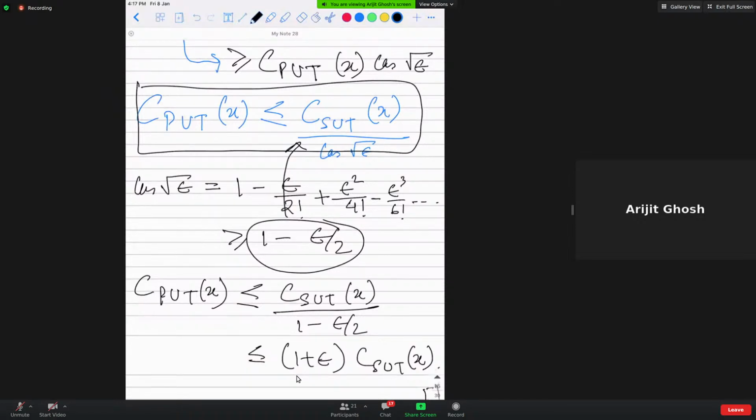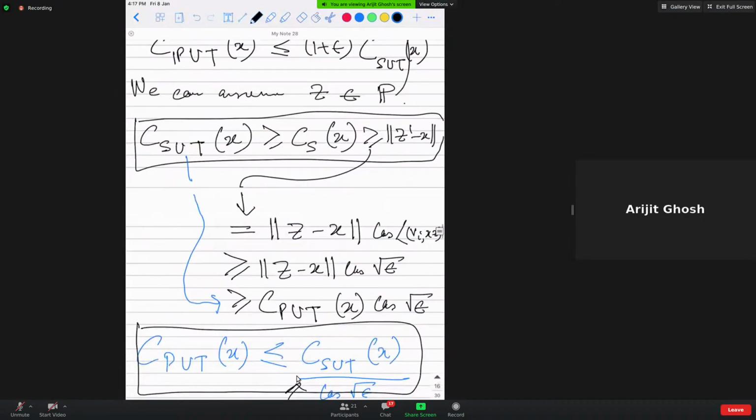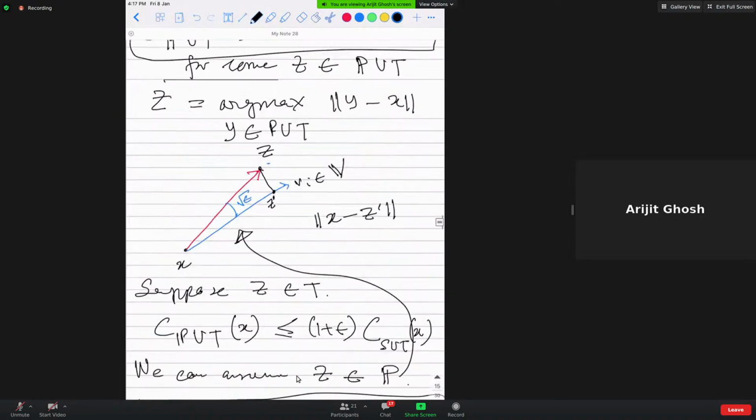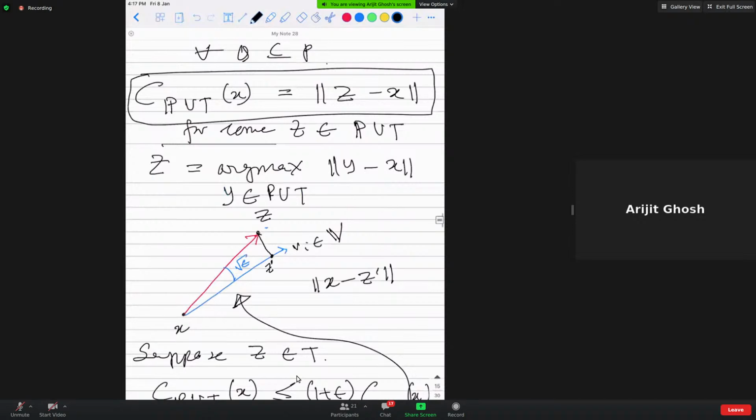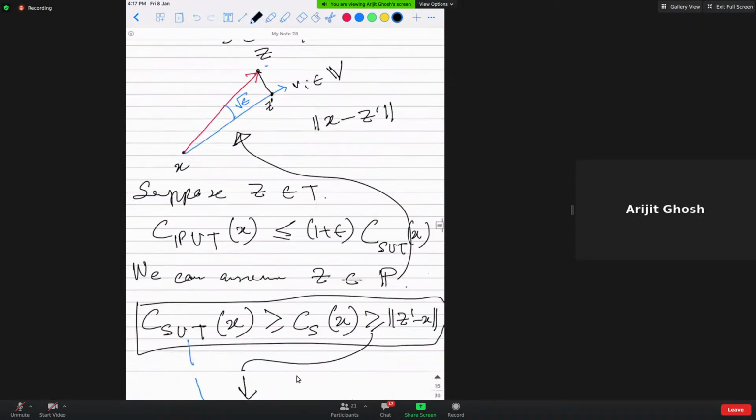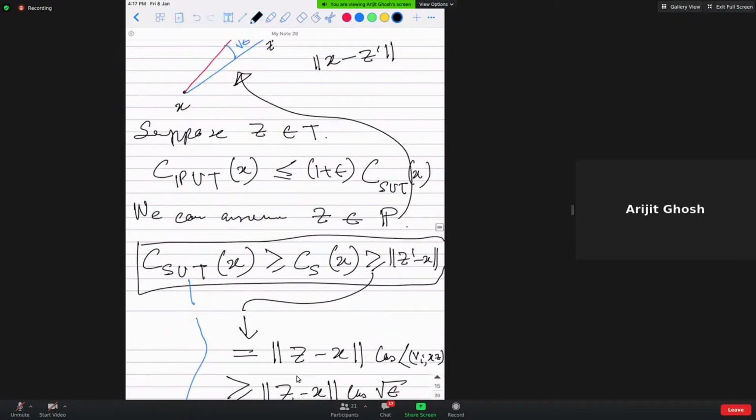Is it clear? So it's just some equations you have to manipulate. It's nothing fancy happening here. The main idea is the construction of the set S. Using the construction of this set S, you just have to go through these few steps, and then the result will follow. Okay, so this is good.